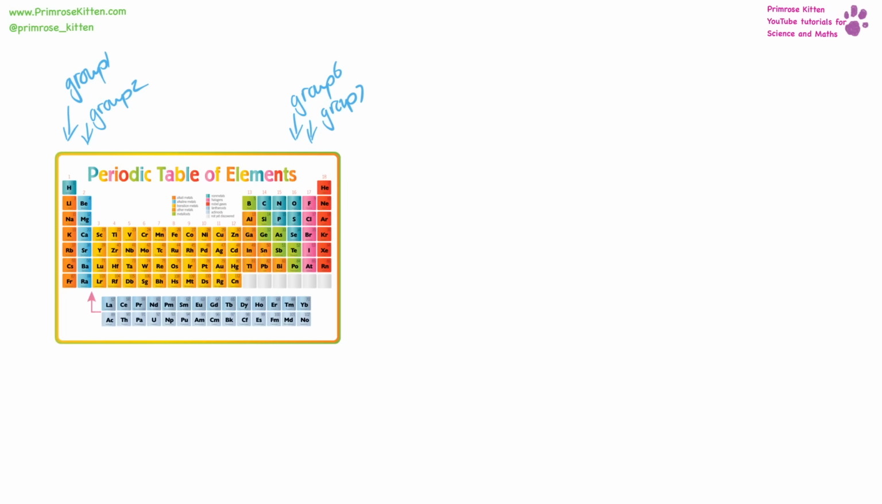The periodic table gives us loads and loads of information. The first bit of information it gives us is about groups. Now groups go down the periodic table. Group 1, group 2, 3, 4, 5, 6, 7, 8, or group 0. Groups tell us the number of electrons on the outer shell. So things in group 1 are going to have 1 electron in the outer shell. Things in group 2 are going to have 2 electrons in the outer shell. Group 6, 6 electrons in the outer shell. Group 7, 7 electrons in the outer shell.